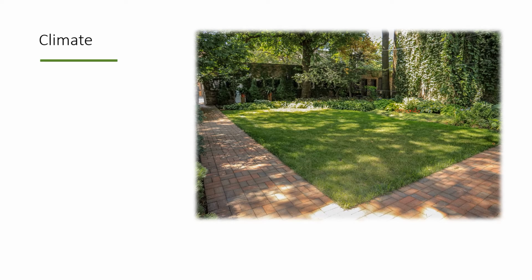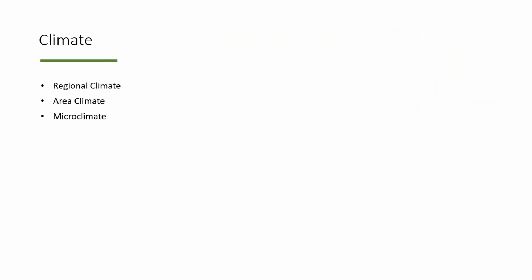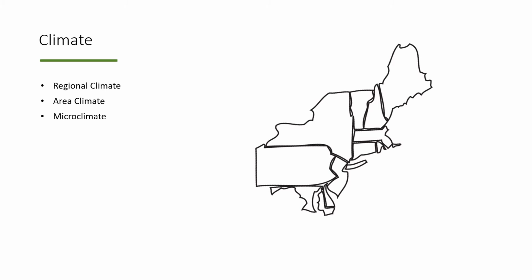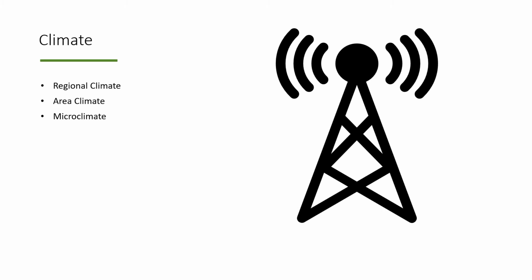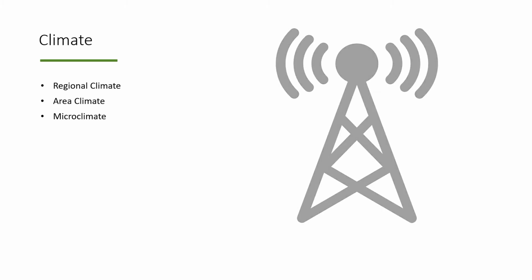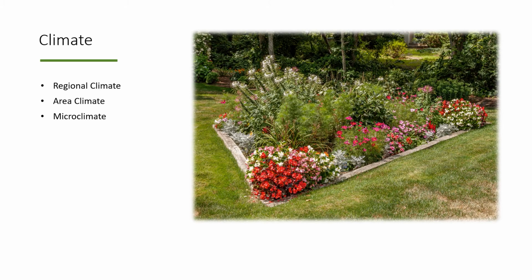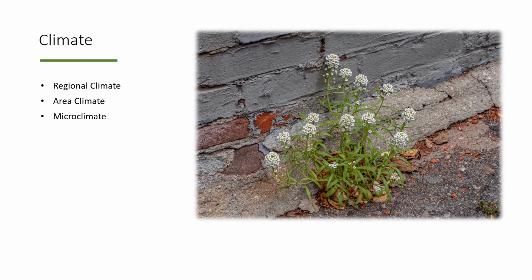For our purposes, climates break down into 3 levels: regional, area, and microclimates. Regional climates are the broadest you'll need to be concerned with, e.g. the northeastern United States. Area climates are more specific, usually the area covered by your local news station. Microclimates are site-specific. Your garden site has its own microclimate, even if the site is just one plant.